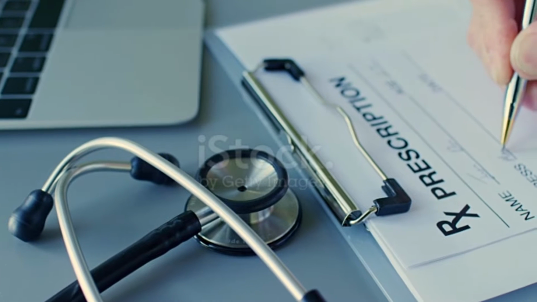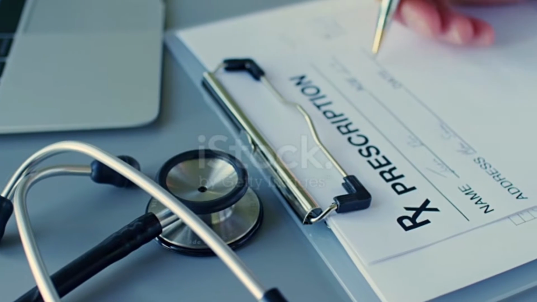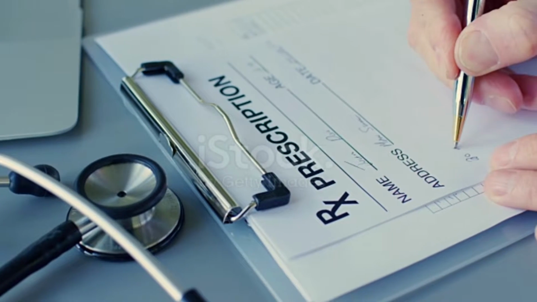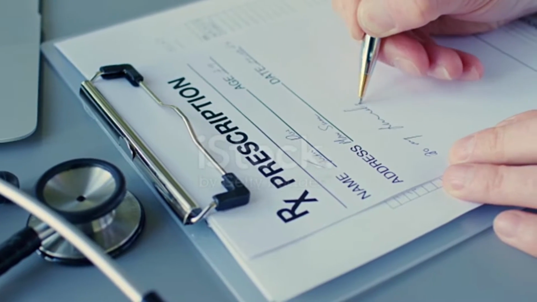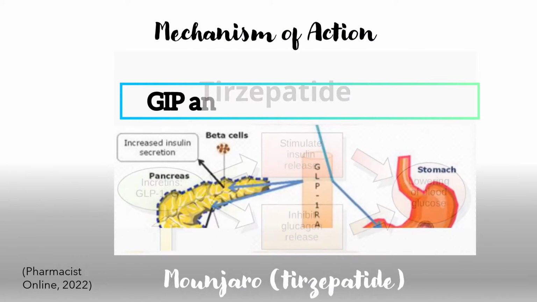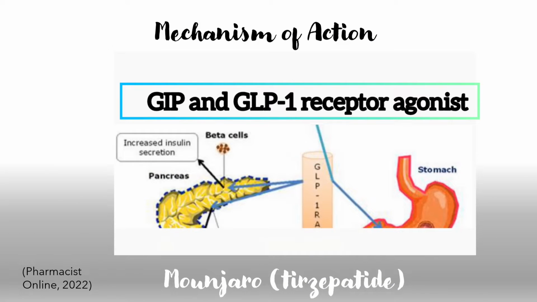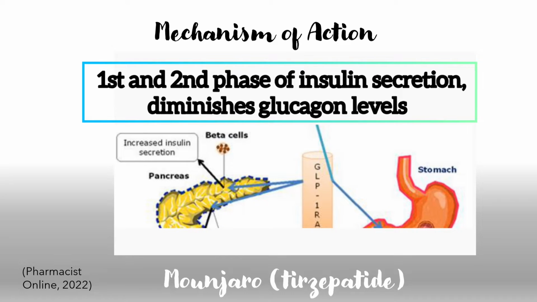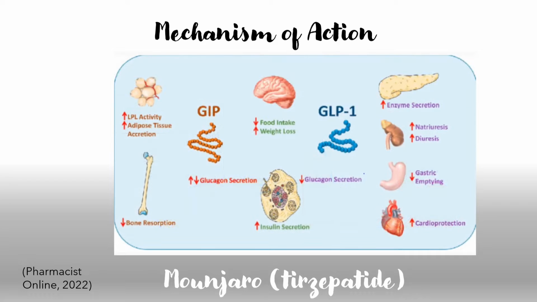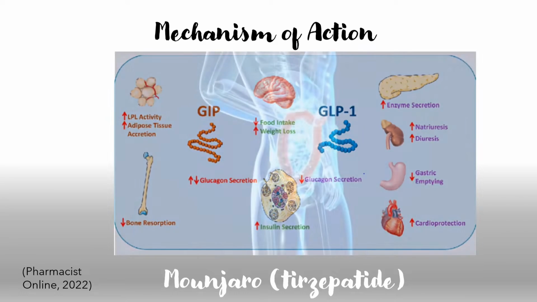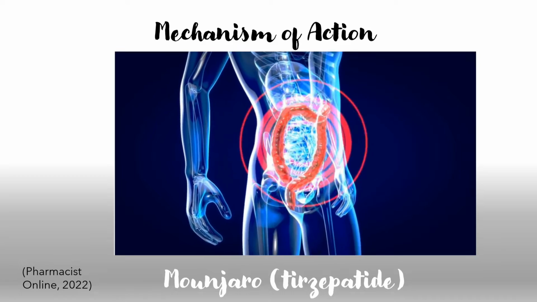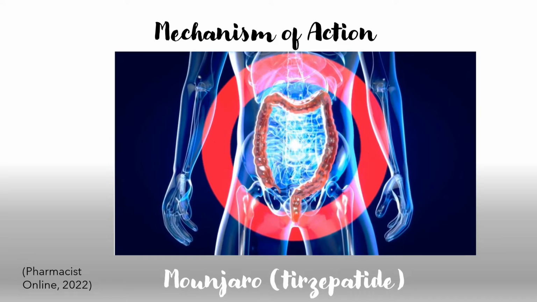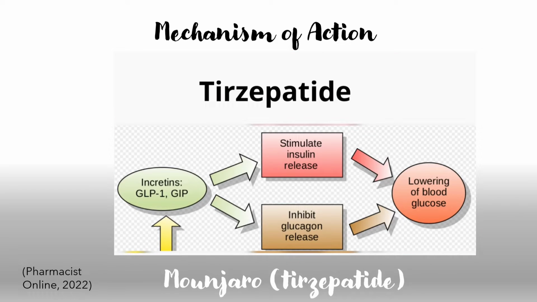Mounjaro is an injectable prescription anti-diabetic drug for clients with type 2 diabetes mellitus. This drug was approved this year, May 2022. Tirzepatide is a GIP receptor and a GLP-1 receptor agonist. Tirzepatide amplifies the first and second phase of insulin secretion and helps with the depletion of glucagon levels, both in a glucose-dependent manner. It has a steady state plasma concentration 4 weeks after each once-weekly administration.